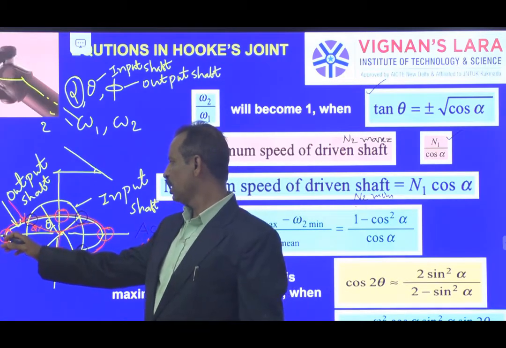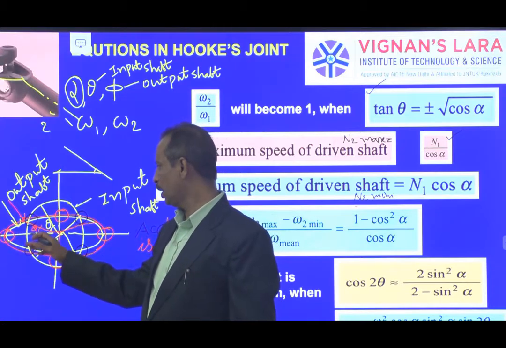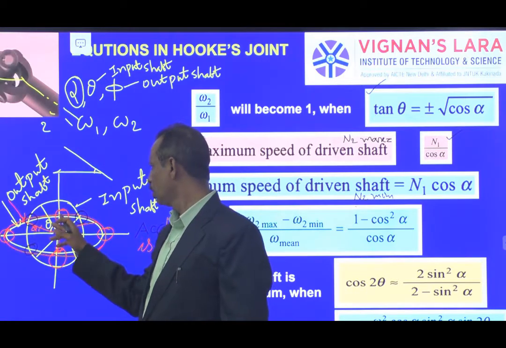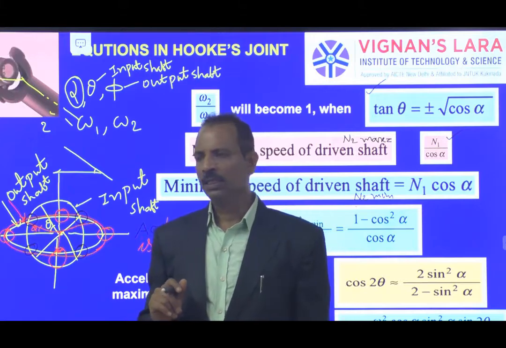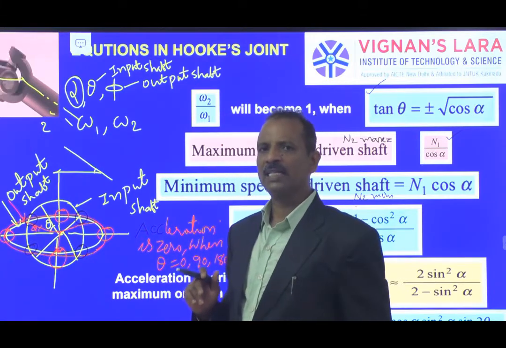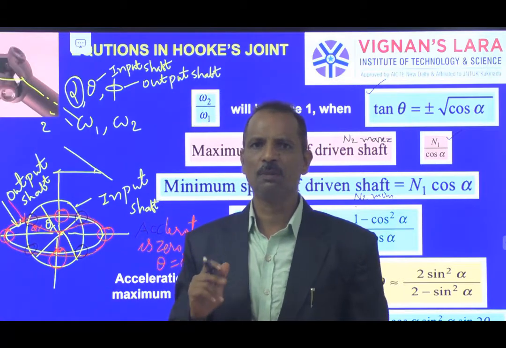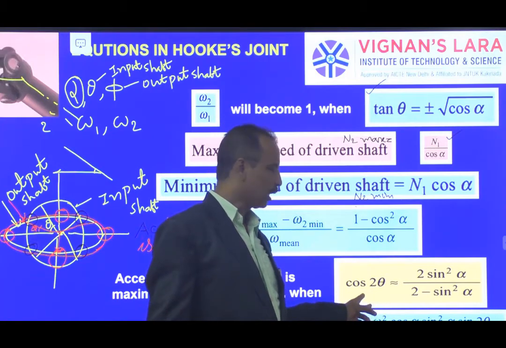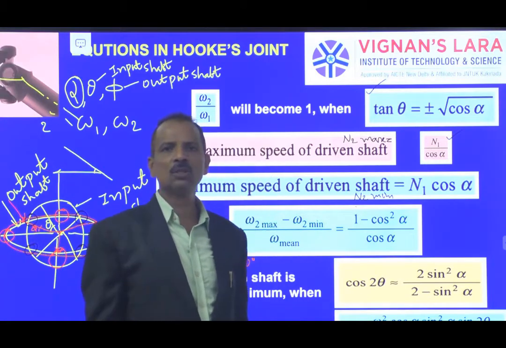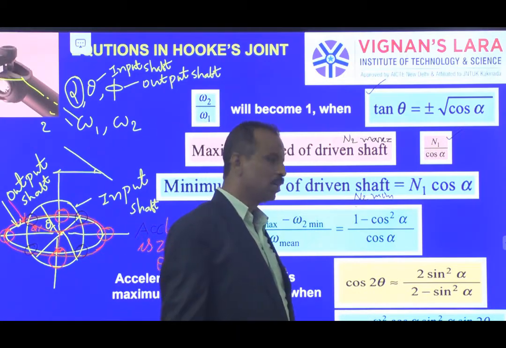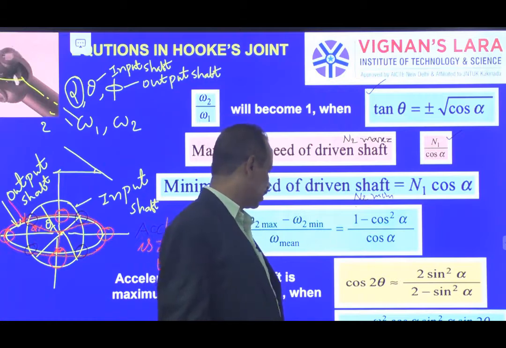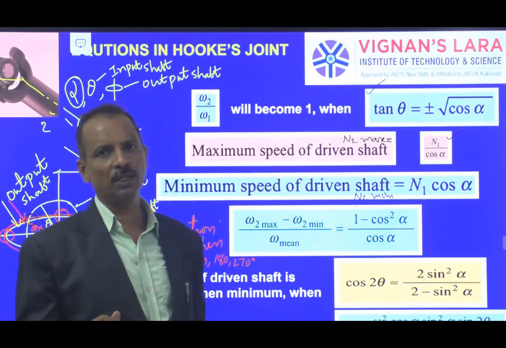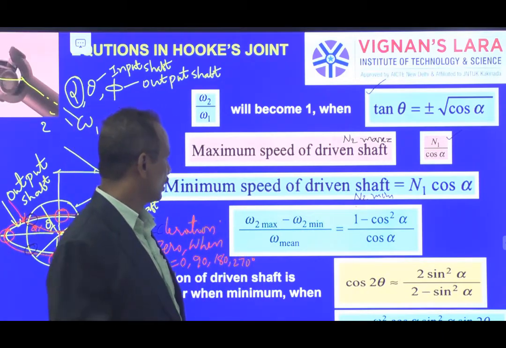Because you can see here maximum output shaft speed and here minimum, similarly here maximum, here minimum, that is 0, 90, 180, 270. Then there is one location where the acceleration will be maximum as well as minimum. The value of angle theta, or cos 2 theta, can be evaluated by 2 sin square alpha by 2 minus sin square alpha. And the magnitude of maximum acceleration is given by this equation. These are the basic equations which we would like to use to solve the problems subsequently.